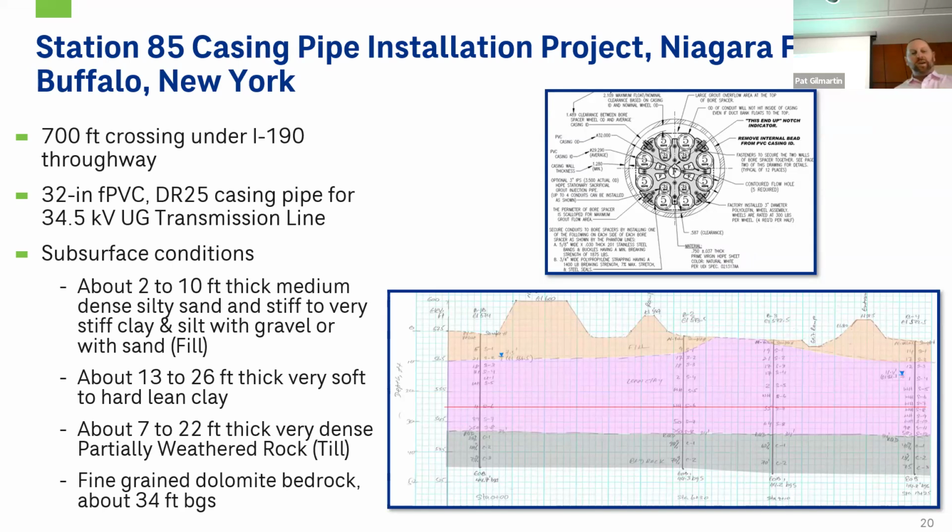And so we ended up installing a 32-inch fusible PVC pipe under I-90 in Buffalo. As you can see in the lower right here, we had some difficult subsurface conditions. There was about up to 22 feet of till, and then the dolomite bedrock. And so similar to talking above, the issues with the till that you experience are those floating boulders in there. And so we ended up doing this drill through the dolomite bedrock in order to avoid those issues. Obviously progressed a little bit slower than a soil drill, but it accomplished the task that we were looking for.